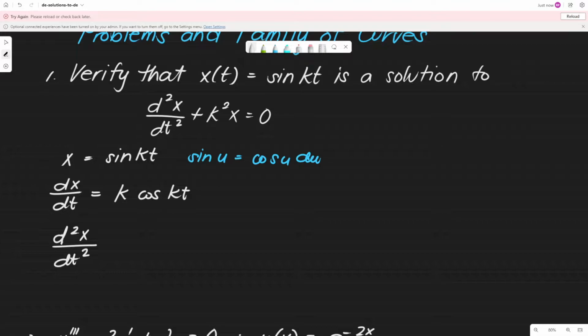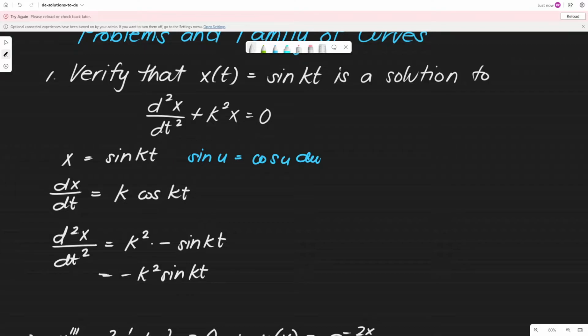The same rule applies. The derivative of cosine u is negative sine u du. Here, du is still k because kt is still our u. So we have k times k, which is k squared, times negative sine kt. This is equivalent to negative k squared sine kt.